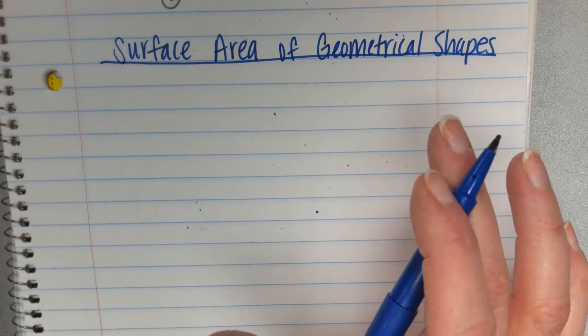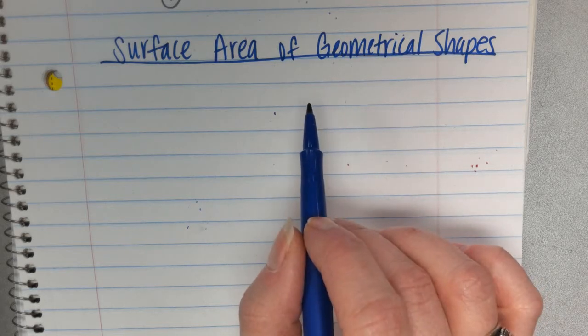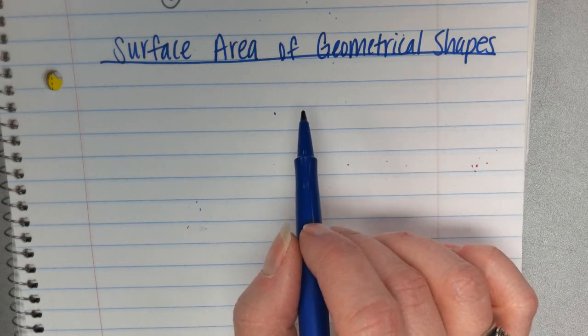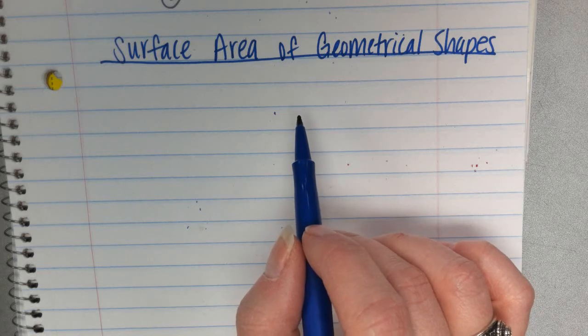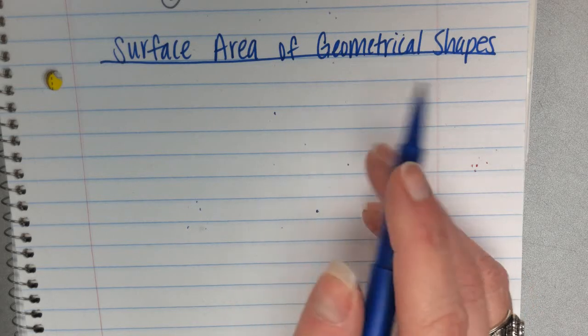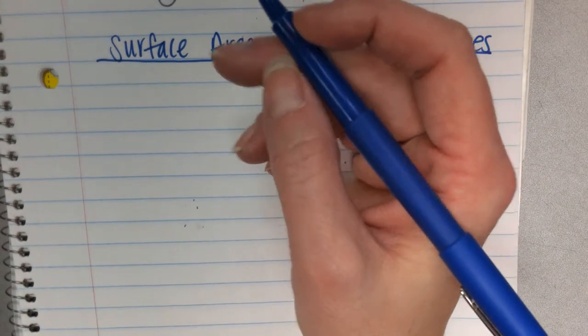We are going to look at those nets again tomorrow, and then we're going to do a little review activity and then a quiz on Thursday. And then we'll start a new unit on angles, angle measurement, on Friday. So that's kind of where we're headed. So I want to tell you about surface area.